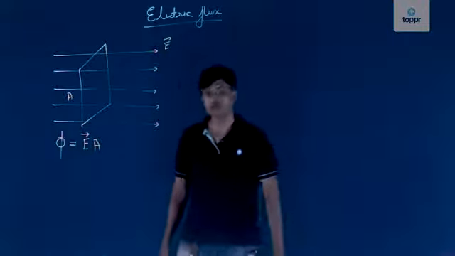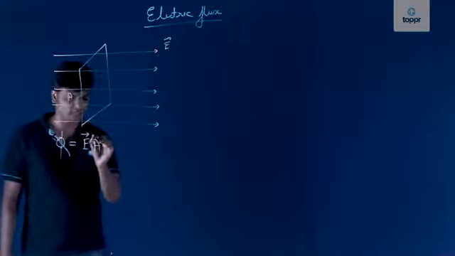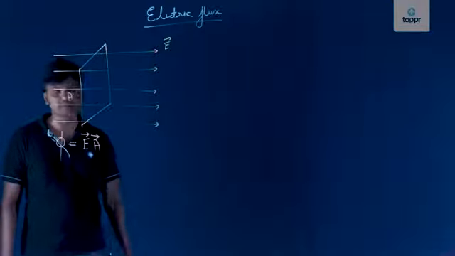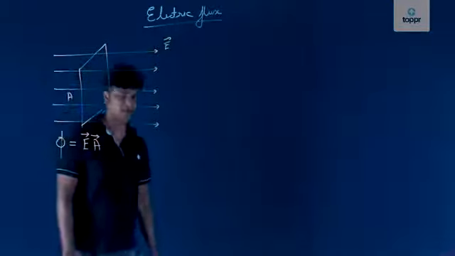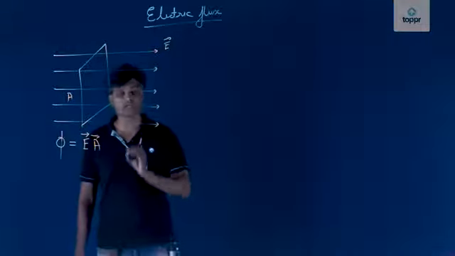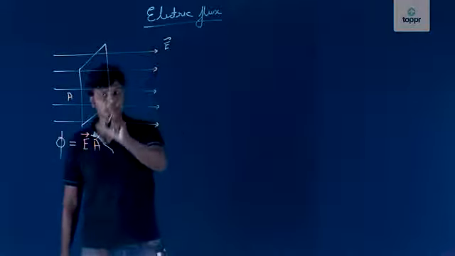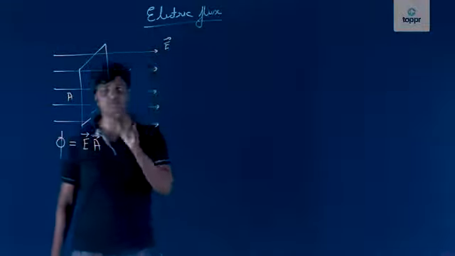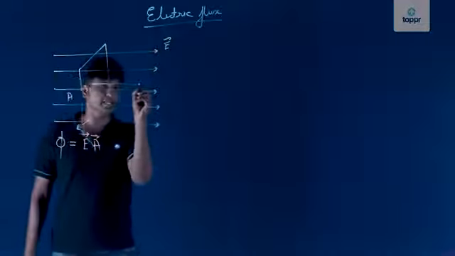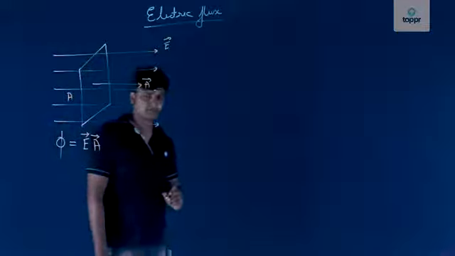Here is the point where we define area vector. Now what is area vector? Area vector is a vector which is perpendicular to a given area. So this is the given area. A vector which is perpendicular to the given area is called the area vector.